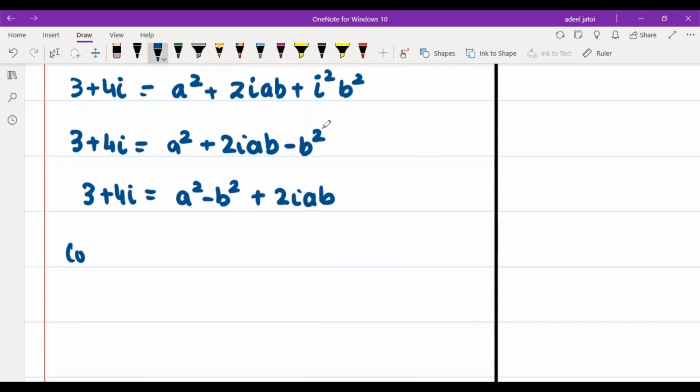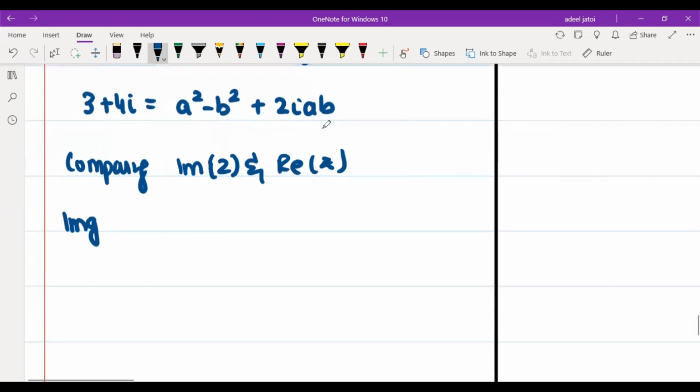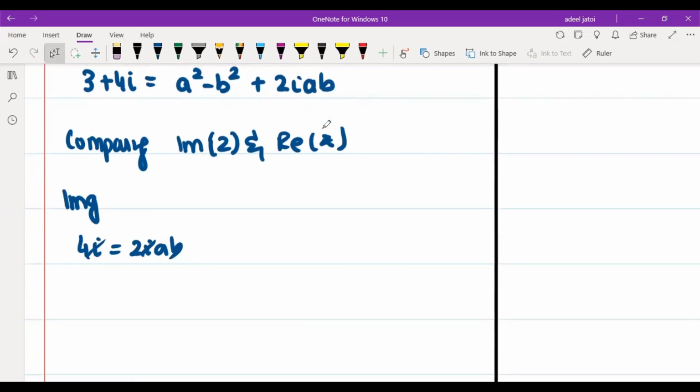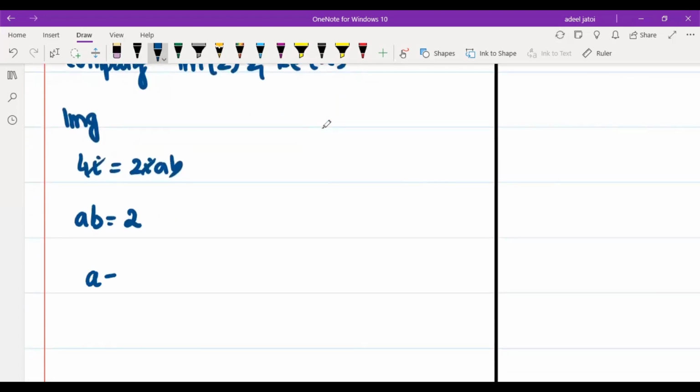So if we compare the imaginary value of z and the real value of z, pick up the imaginary value first so that iota can be cancelled out. So this should be 4 iota is equal to 2 iota ab. Iota and iota are cancelled. So in the end, what you have is ab is equal to 2, since 4 divided by 2 leaves you with 2. So let's make a the subject. So this should be 2 upon b.